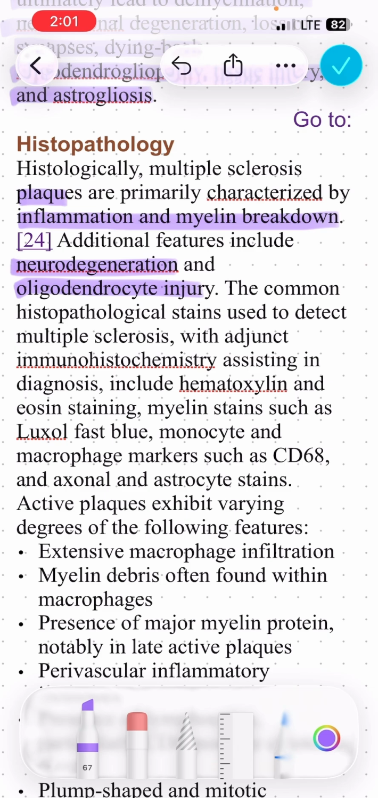If we are talking about multiple sclerosis, there is degeneration, there is immunity involved, and obviously everywhere there will be breakdown, degeneration, destruction. All we'll talk about is this in multiple sclerosis.